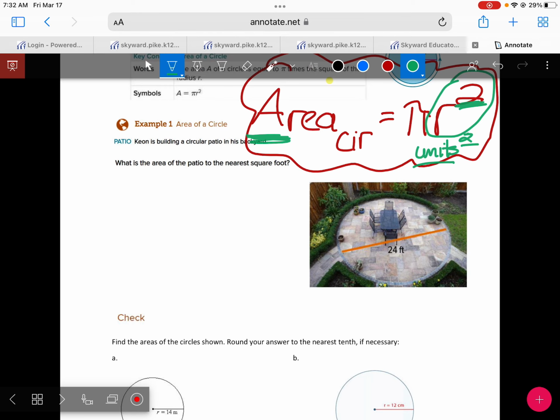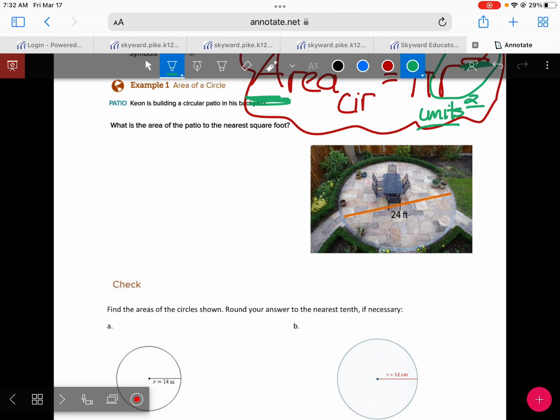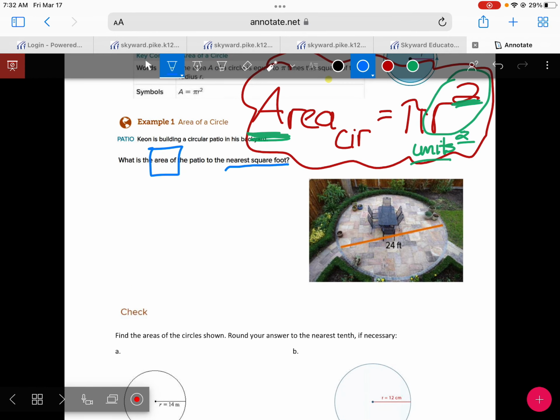It says Keon is building a circular patio in his backyard. What is the area? And I want you to start boxing and circling what they're asking you for, because these are getting all messed up and mixed up. What is the area of the patio to the nearest square foot? Okay? Always start with your formula first. So since it's area, we're talking about pi r squared.